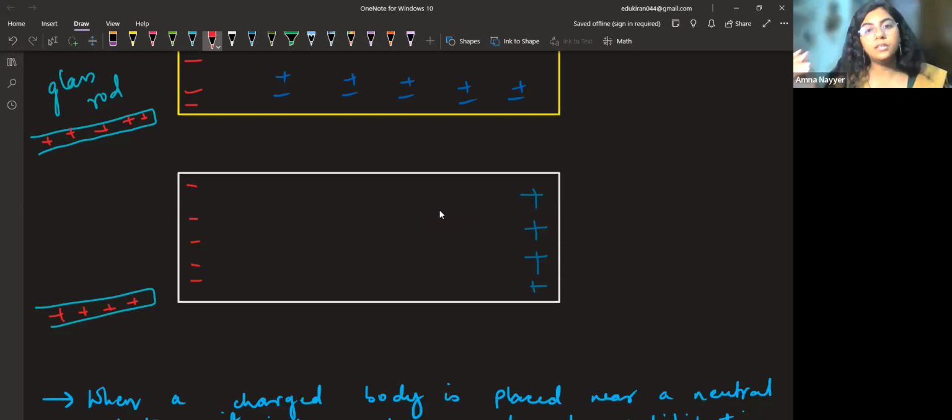This you will be using in capacitors also. The capacitor plates are present like this. They do not touch each other. They are present like this. But still the transfer of charges happens. How? Because of induction.